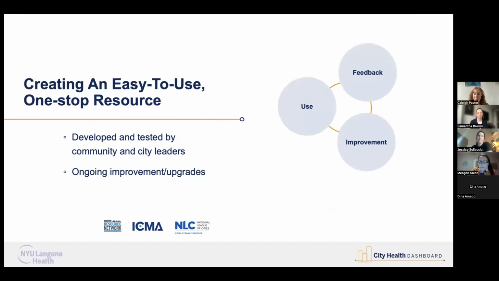We were developed by a team here at NYU School of Medicine in the Department of Population Health, and we work very closely with NYU's Wagner School, the National Resource Network, the National League of Cities, and ICMA. And we all came together and worked closely alongside city partners to decide how we select our measures of health, to work on website development, to make sure it's very user-centric, and to see how we'd implement this all into one spot so that we could be the one-stop resource for all of you for city data.